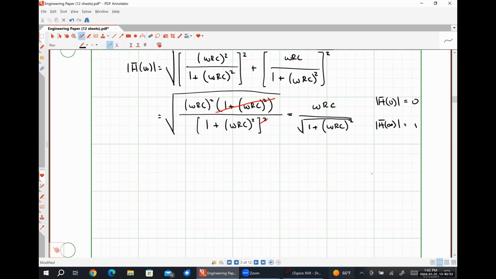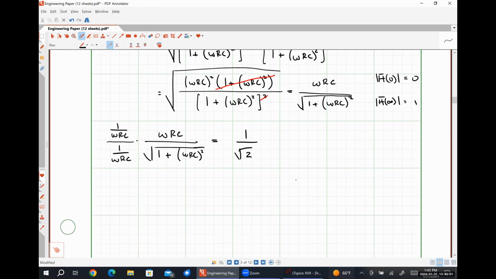Now we need to figure out what our cutoff frequency is, right? So how do we make ωRC divided by the square root of 1 plus (ωRC) quantity squared look like 1 over the square root of 2? Well, what if we multiplied this guy right here by 1 over ωRC over 1 over ωRC? That makes our numerator look like 1.